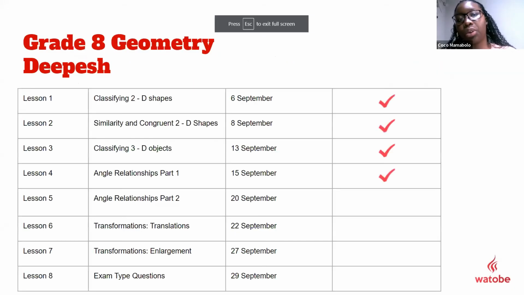Okay, so I'm going to share my screen quickly. And I'm just going to show you guys what we've been going through so far. Today we looked at angle relationships, and this is just part 1. Next week, we're going to be looking at part 2 on Monday. That gives you time to practice all the stuff that we're doing at the moment.